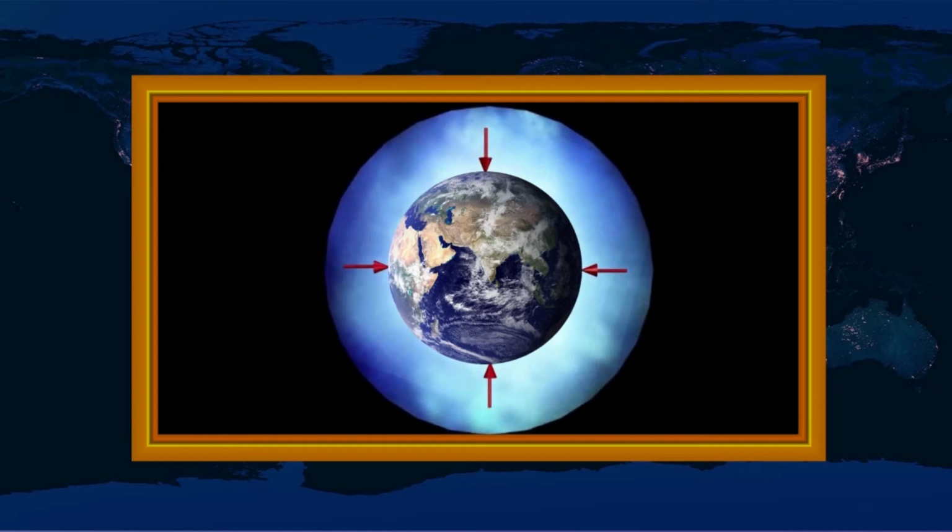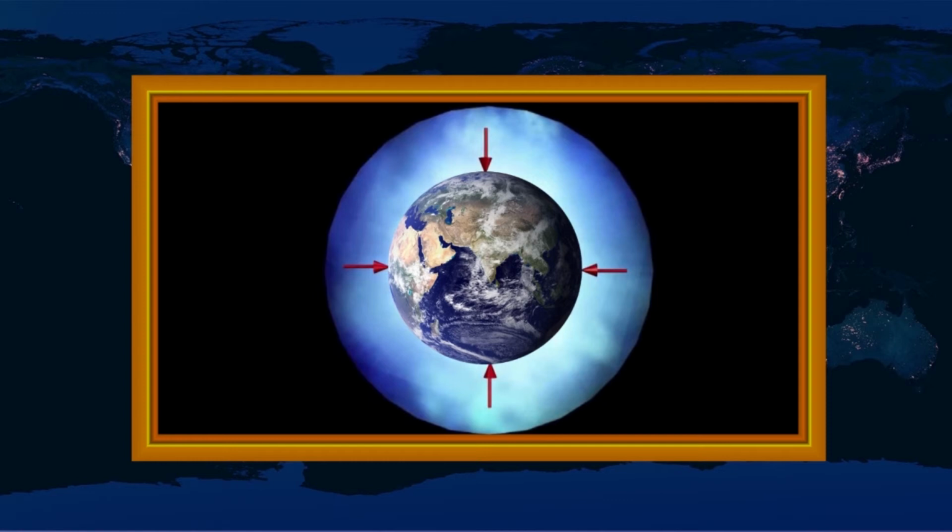The atmospheric pressure varies from place to place. Some areas experience high pressure and some areas low pressure. Air moves from high pressure to low pressure. Moving air is known as wind.